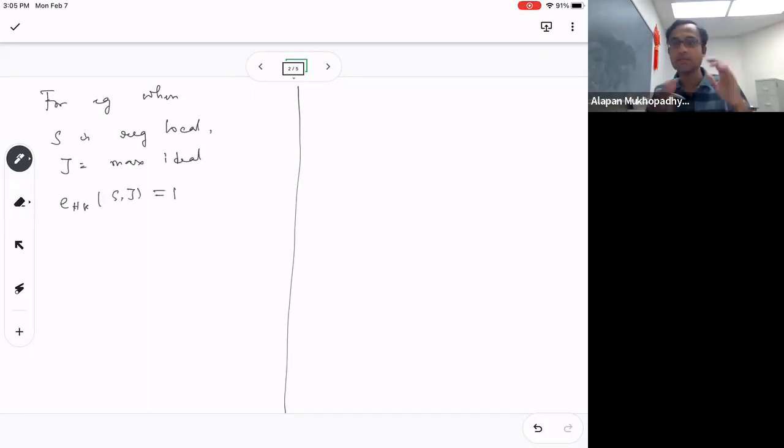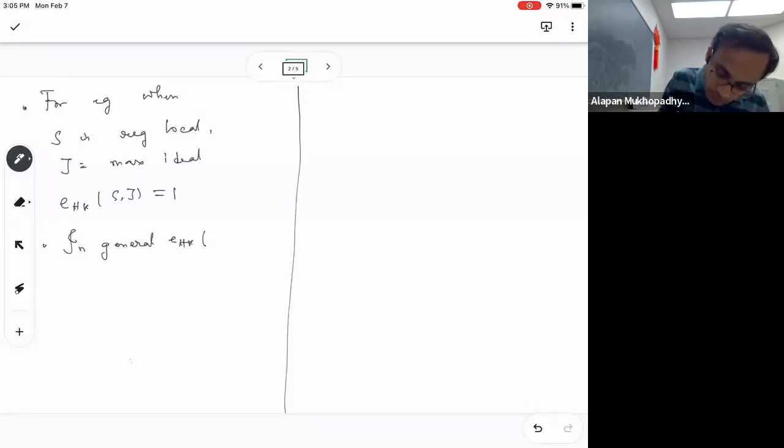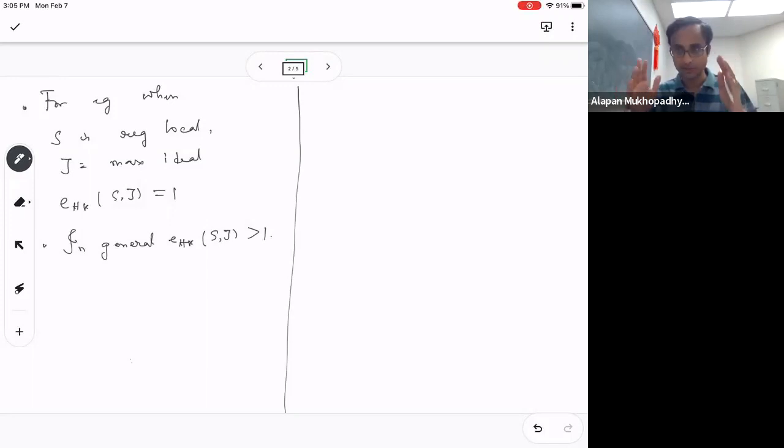In general, if I take a local ring and any finite colength ideal in that local ring, the Hilbert-Kunz multiplicity is always at least 1. The understanding is this: the higher the Hilbert-Kunz multiplicity, the worse the singularity is. Let me make a precise statement that makes this vague statement much clearer.